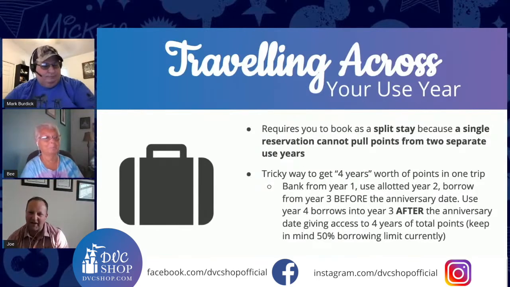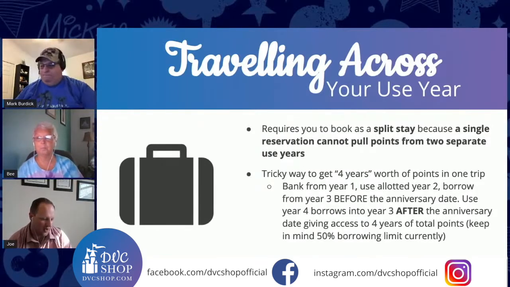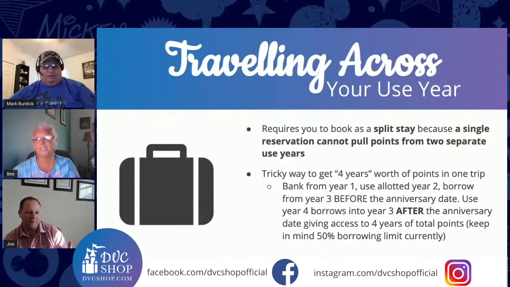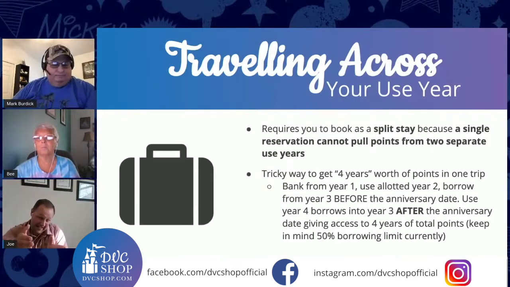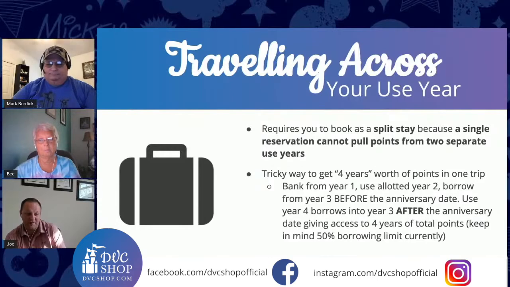Exactly. And the unique thing that comes down to it is you're able to bank from year A into year B. You can borrow from year C into year B, and then you can actually borrow from D into C and pile them all together into one long trip and make it work and actually get 4 years of points. Now here's the thing, you're not magically creating new points that didn't exist. You're still using the points that you have.